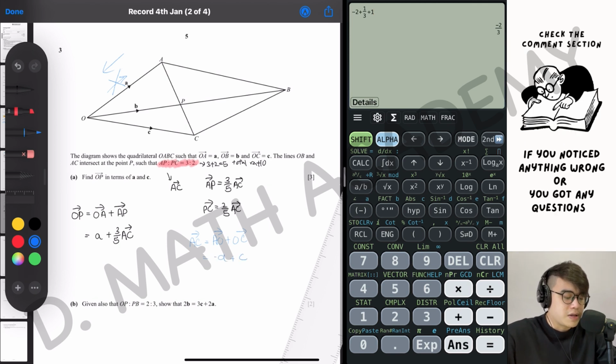Okay, let's put it in to complete our calculation here. So we have A plus 3 over 5 of negative A plus C. Through this calculation, we will get the result as 2 over 5 A and 3 over 5 C. So this will be it for our final calculation here.